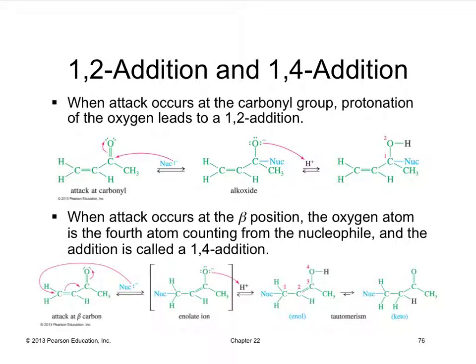And so if we look at that, that's either 1,2 addition or 1,4 addition. When the attack occurs at the carbonyl group, protonation of the oxygen leads to a 1,2 addition. So here's your attack, protonation of the alcohol, this is 1,2. You can then also attack at the beta position, in which electrons will shuffle along and then protonate. So this becomes a 1,4 addition. This will tautomerize to form the keto product.